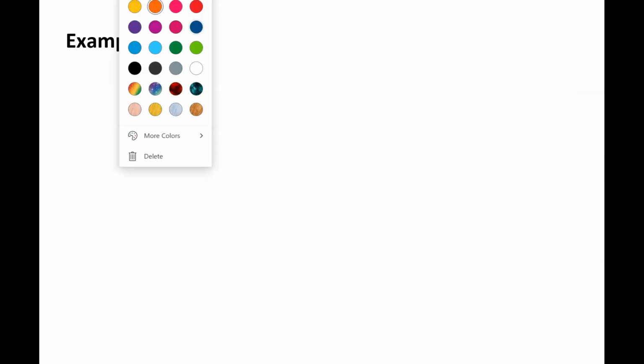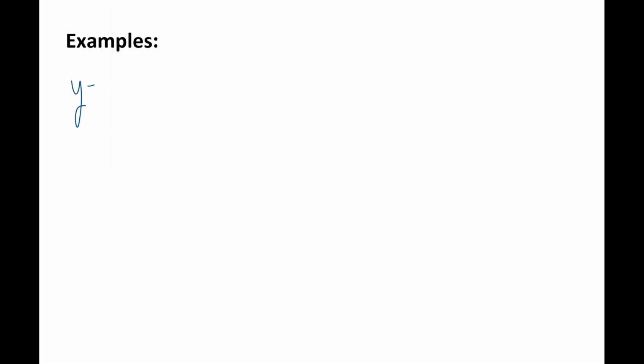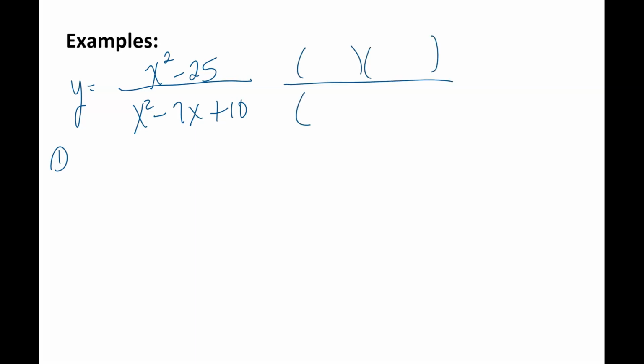So how about this one here? So how about y equals... Okay, so let's say that this was our problem. Then what we would do is just like before, step number 1, let's start with simplifying this, which means factoring it, and let's just see what happens, okay?